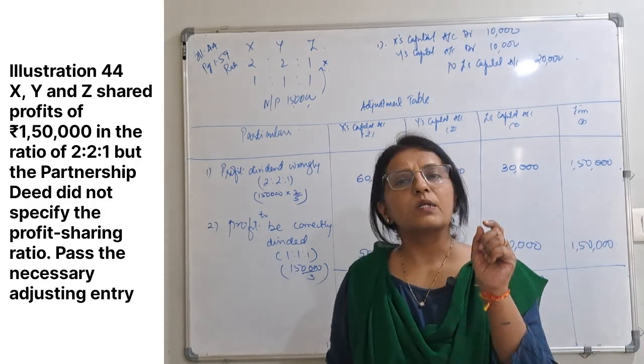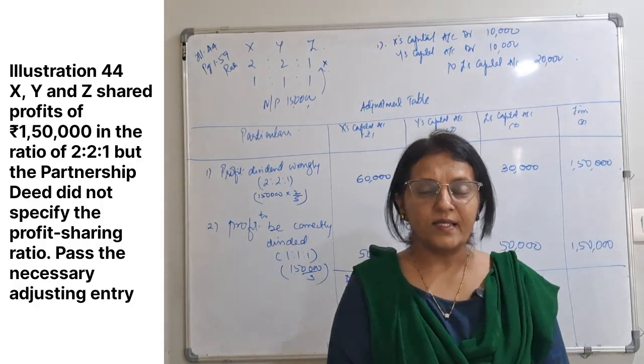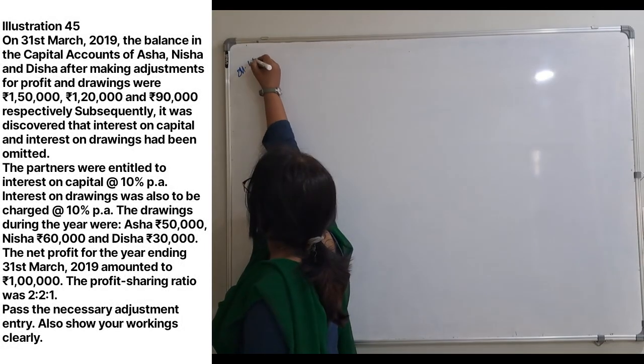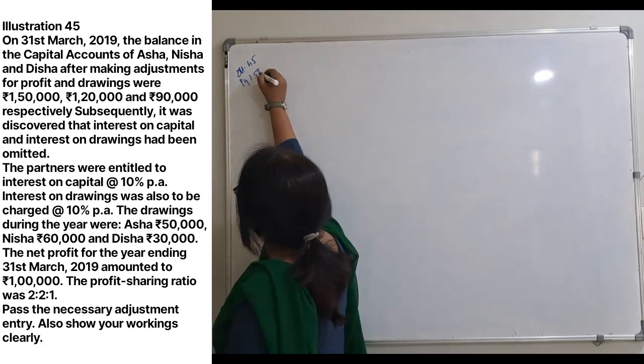Next one we are going to do a tough one. Step by step we are going to do tough ones. Okay? Copy down this. Illustration 45. Question page number 1.59.